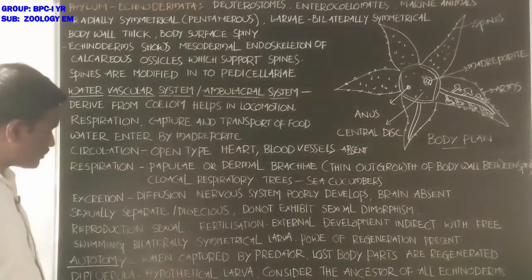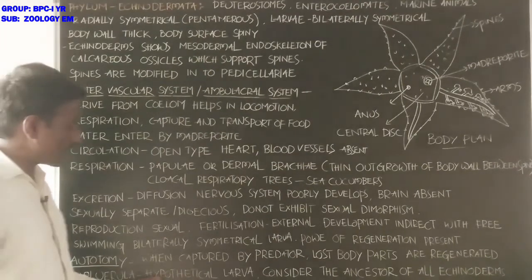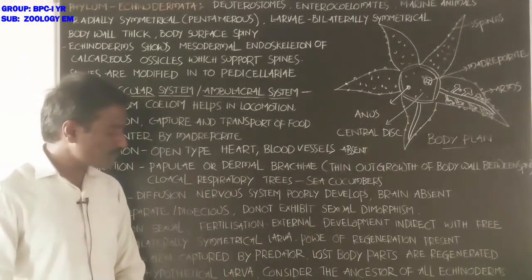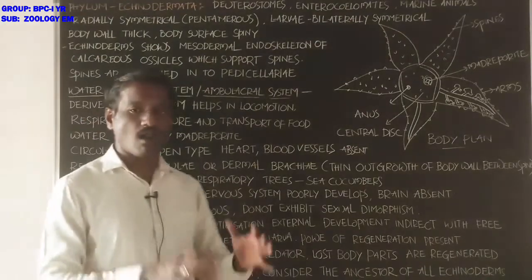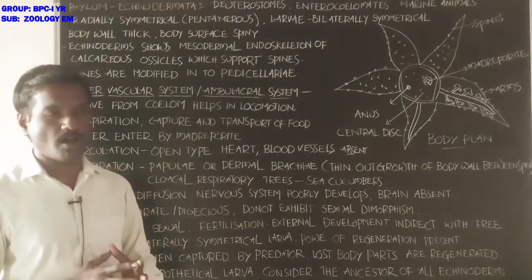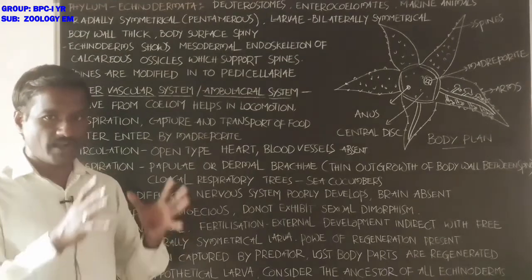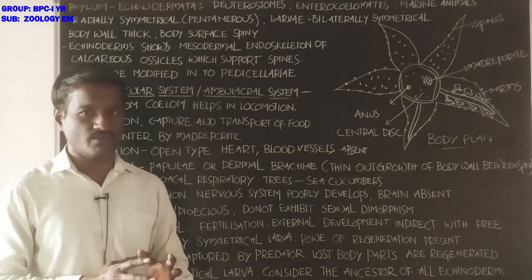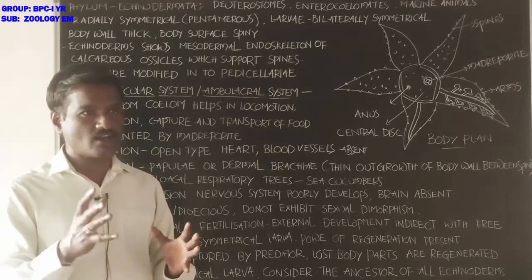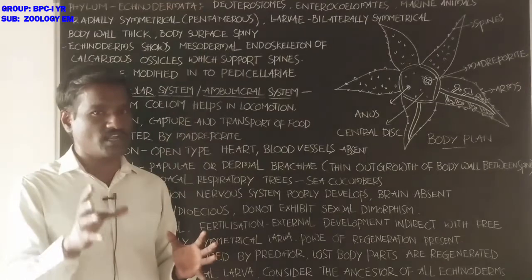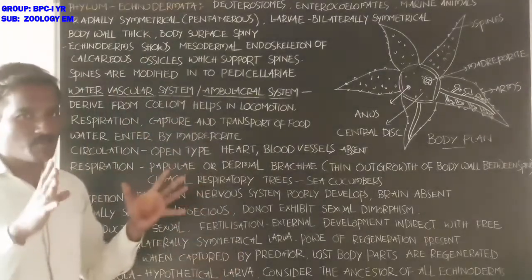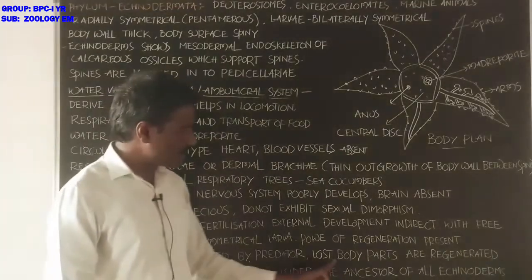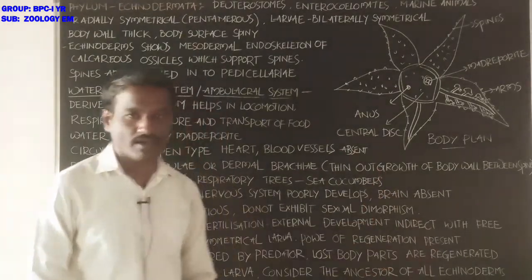Next, dipleurula, student. Dipleurula is a larva, considered a hypothetical larva. Different types of echinoderms show various types of larvae. All these larvae evolutionarily originated from the dipleurula larva, because it is a hypothetical larva considered the ancestor of all echinoderms.